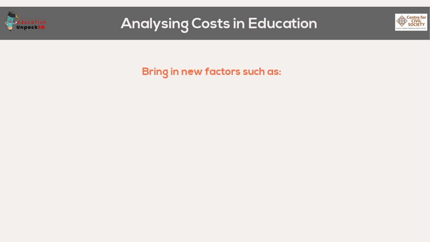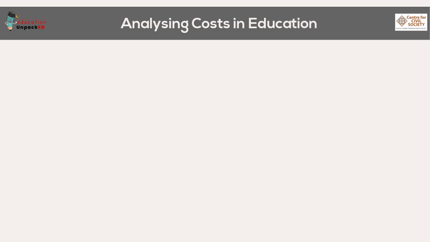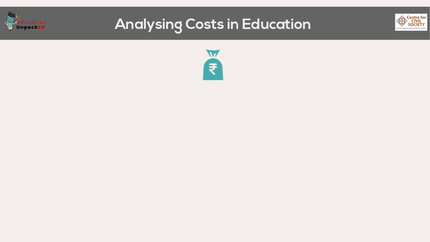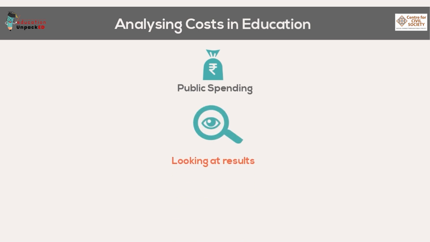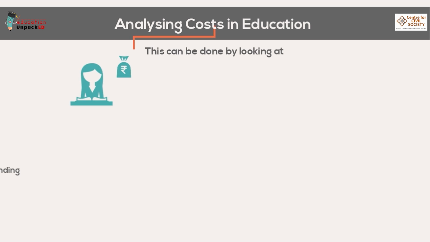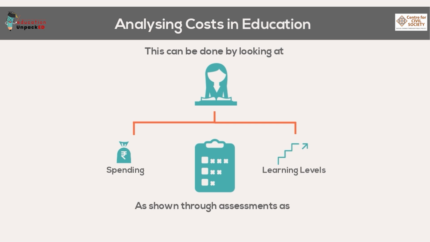When we bring in a new factor, such as learning levels or test results, they can help us calculate how much we are spending to get a certain outcome. A value for money or a cost-effectiveness analysis looks at whether each rupee spent has given an adequate return. When it comes to public spending, looking at results helps us get a sense of how successful or poor the spending has been in establishing outcomes. This can be done by looking at per student spending and learning levels, as shown through assessments such as the National Achievement Survey.